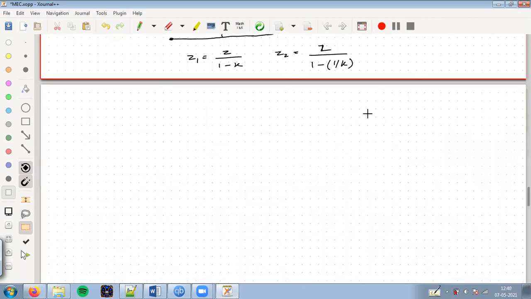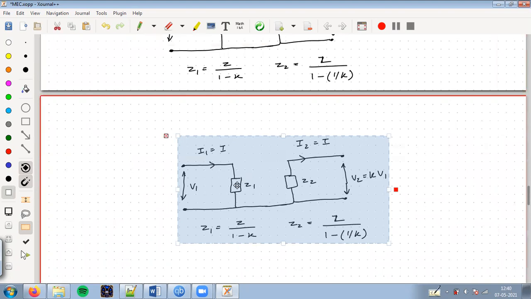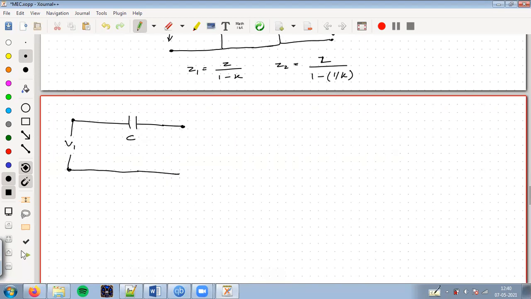But if I have a capacitance instead of an impedance, then in that case, what would be its Z1 and Z2? That we see now. So I have now V1, which is like this. This is a capacitance here. Since we are dealing with a capacitance and not some resistance, I have to worry about capacitance. So I call this capacitance C, and this V2.